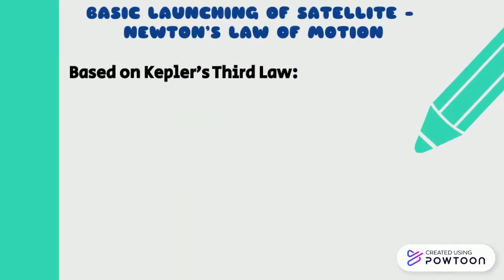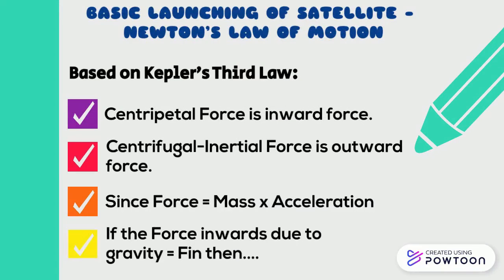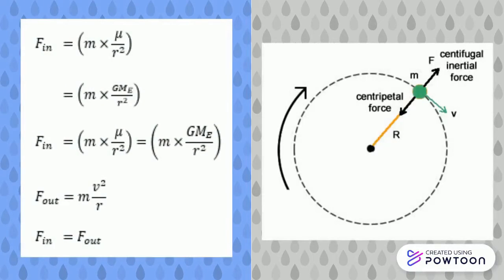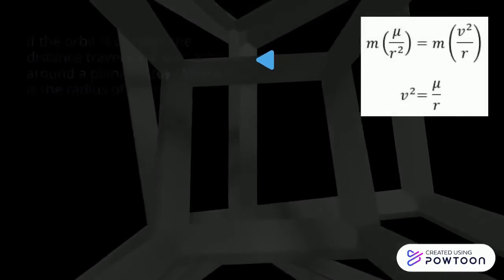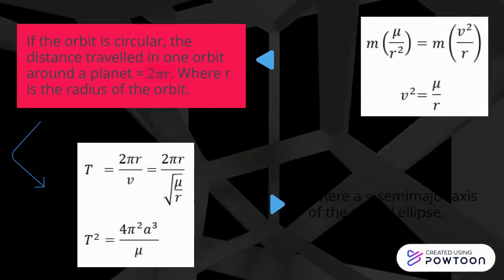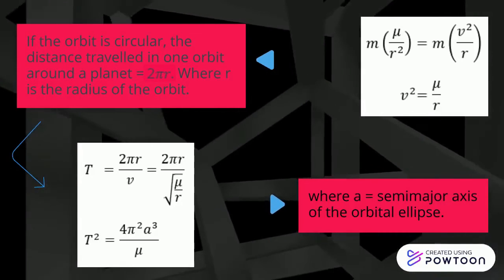Basic launching of a satellite, Newton's law of motion. Centripetal force is the inward force, centrifugal inertial force is the outward force. The distance travelled in one orbit around the planet is 2 pi r, where r is the radius of the orbit. a is the semi-major axis of the orbital ellipse.